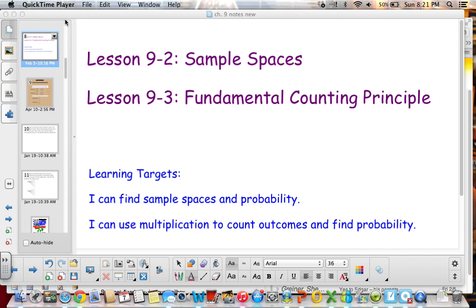Hi, sixth graders. We're going to do lesson 9.2 and 9.3 together. So 9.2 is sample spaces and 9.3 is fundamental counting principle. Our learning targets are being able to find sample spaces and probability and being able to use multiplication to count outcomes and find probability. So label your page accordingly with your lesson number and title.